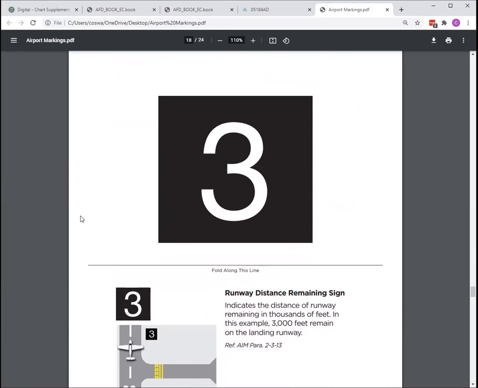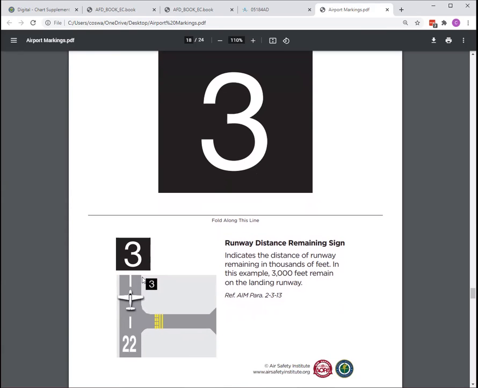So this is indicating the distance remaining on the runway. This is measured in thousands of feet. So the further you go down the runway, the smaller these numbers get, and you do not want to see these numbers get too small, like 1, because that's not a lot of runway. These will be placed in increments down the runway, and they look like this. So you'll have numbers, and those indicate how many feet you have remaining in thousands of feet.